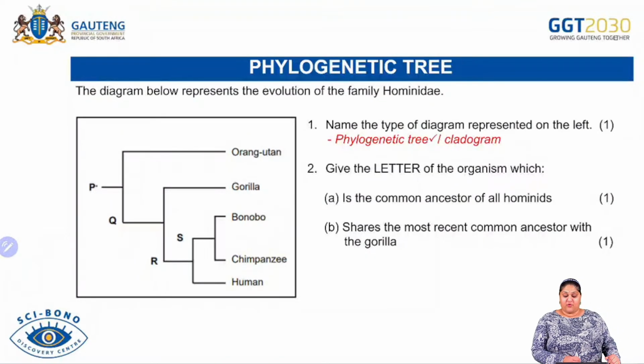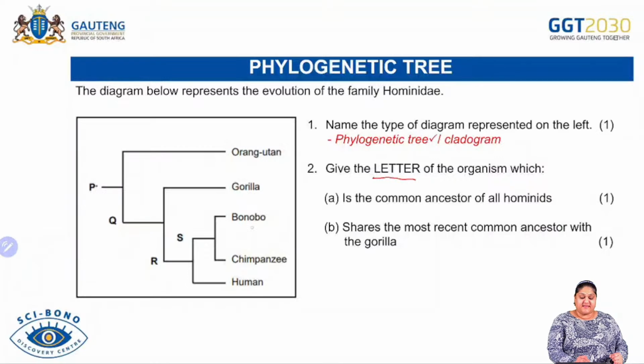Give the letter of the organism which is the common ancestor of all the hominids. Now, firstly, they ask you for the letter. We know when you're being taught, you are being taught who is the common ancestor of the hominids, but they're not asking us that. They're asking us in this diagram to give the letter of the organism. Okay, and it's the common ancestor of all hominids. So if these are all our hominids over here, the common ancestor would be here at P.